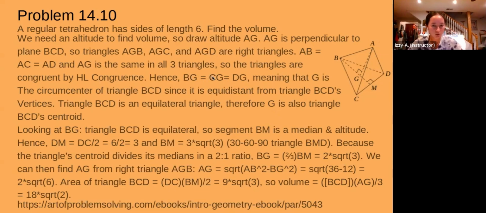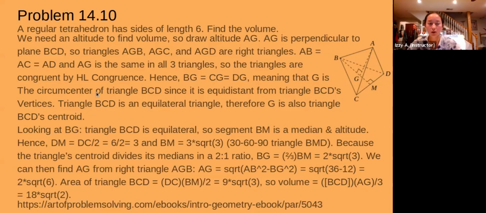Therefore, BG is equal to CG, which is also equal to DG, meaning that G is the circumcenter of triangle BCD, since it is equidistant from triangle BCD's vertices.